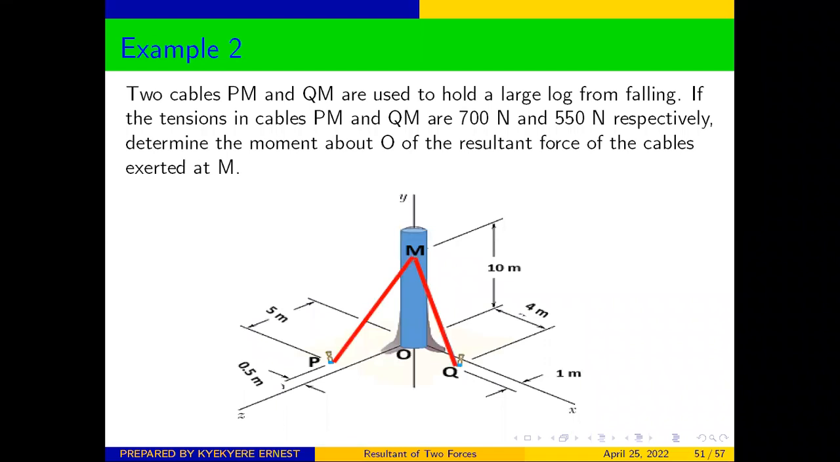Two cables, PM and QM, are used to hold a large block from falling. If the tension in the cables PM and QM are 700 newtons and 550 newtons respectively, determine the moment about O of the resultant force of the cables exerted at M. So let us look at how to solve this problem.